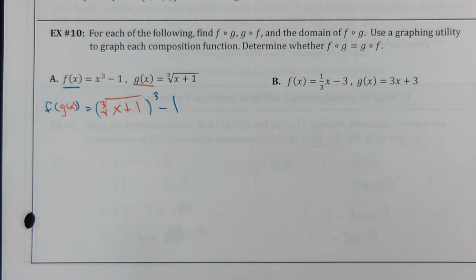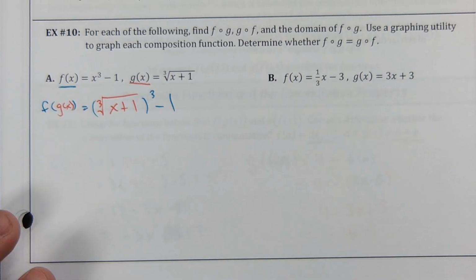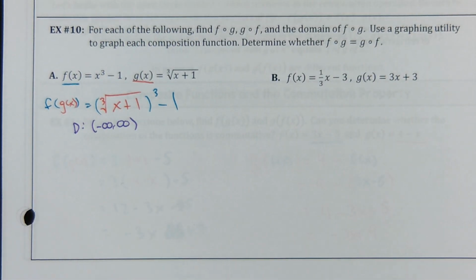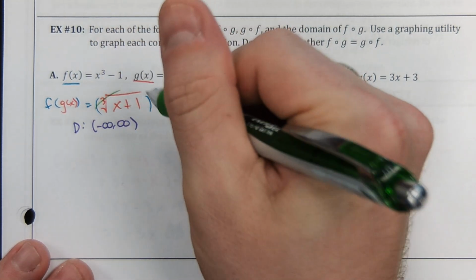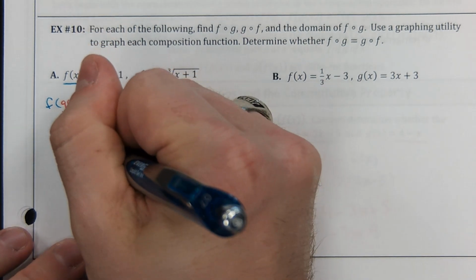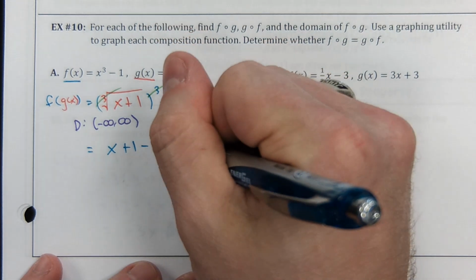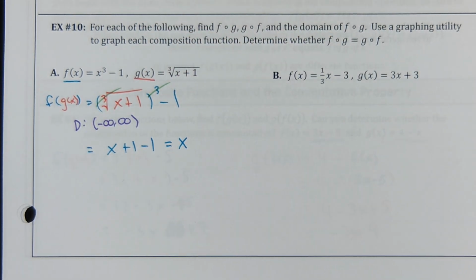Now, you can't take even roots of negative numbers in the real number system. Even roots of negative numbers give you i, or powers of i, and things like that. But odd roots, third roots, fifth roots, seventh roots, whatever, all real numbers. So even before you simplify, this domain is all real numbers. Now let's simplify. Guess what cubes and cube roots do? They cancel. That leaves me with x plus 1 minus 1, which just equals x.